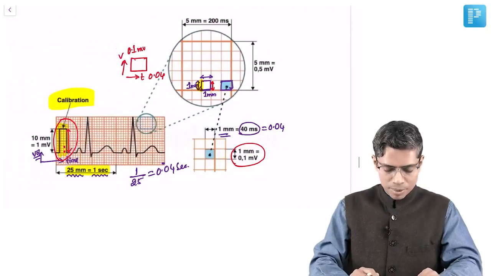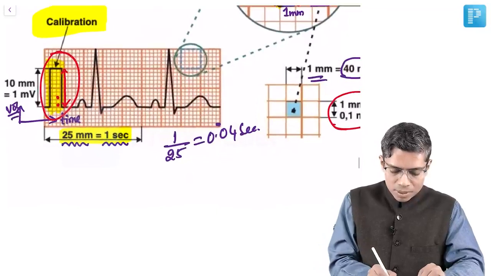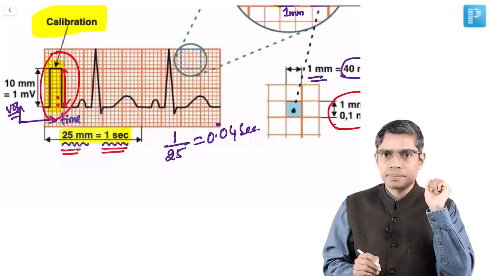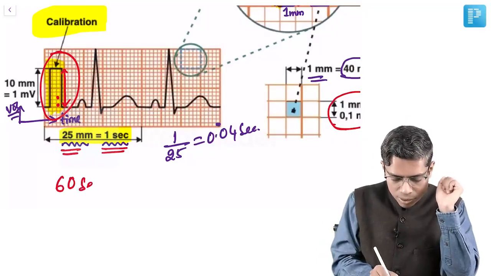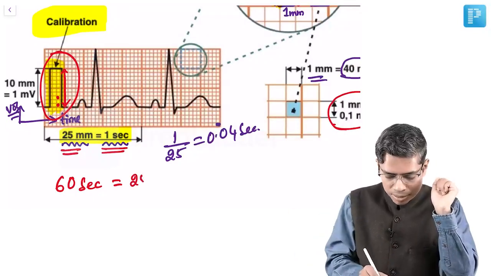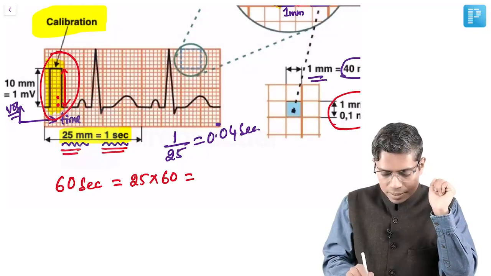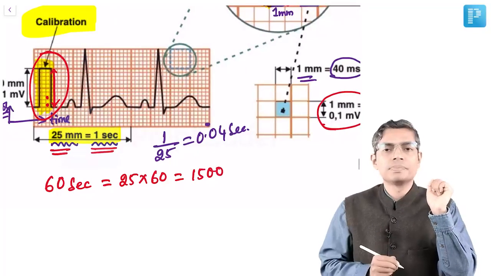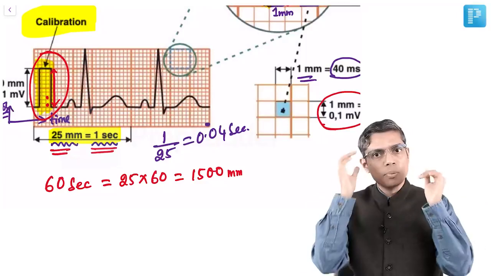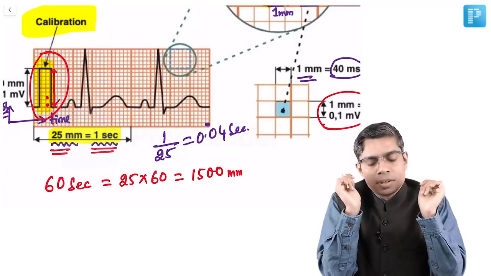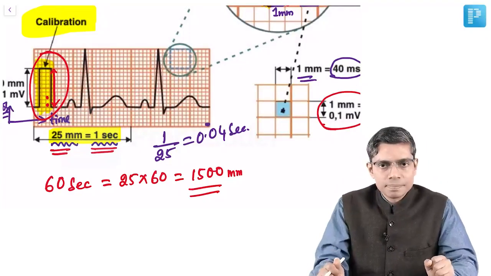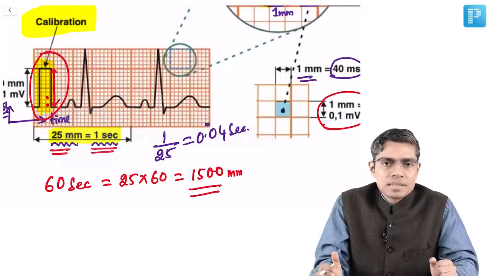Now with this concept, if I ask you, can you calculate the heart rate? The answer is very easy, simple. The speed of the ECG chart paper is 25 millimeters in 1 second. So in 60 seconds, or 1 minute, what will be the distance covered by this ECG chart paper? Simple, 25 multiplied by 60, that is 1500. That means 1500 millimeters is the movement of the chart paper in 1 minute. So I have to count how many QRS complexes appear within this 1500.